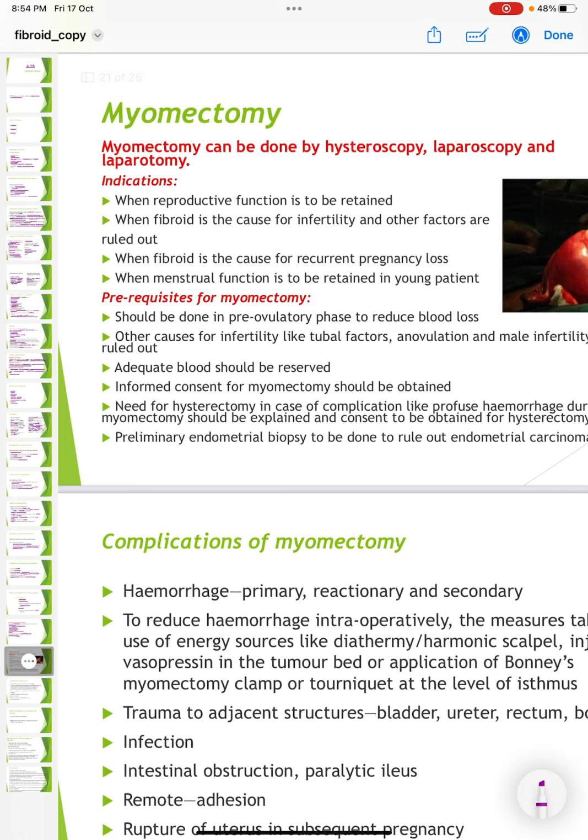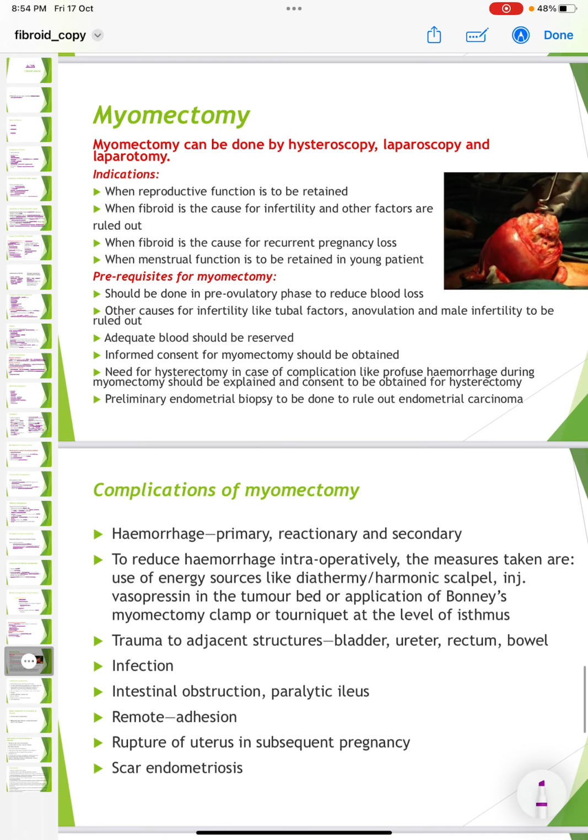So some of the conservative surgeries include myomectomy. It can be done through hysteroscopy, laparoscopy or laparotomy. It is done if you want to preserve reproductive function, when the fibroid is the sole cause for infertility, when you have to remove a fibroid causing recurrent pregnancy loss, and when the young lady wants her menstrual function to be retained. So, prerequisites for myomectomy.